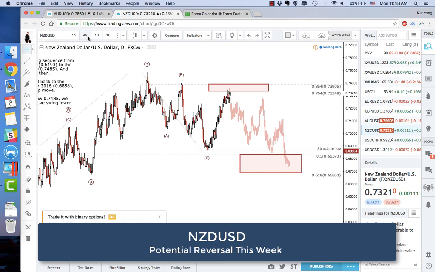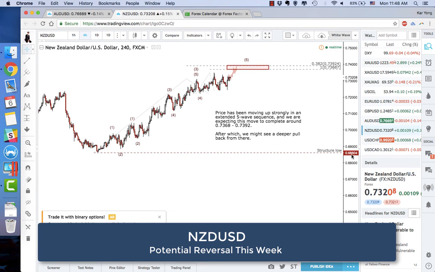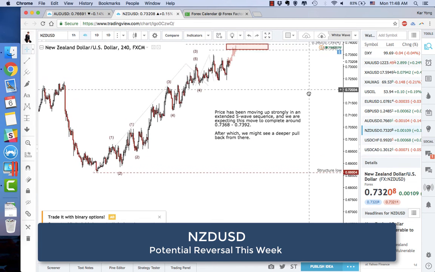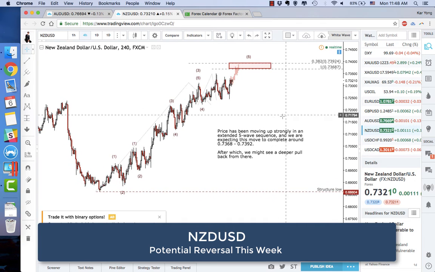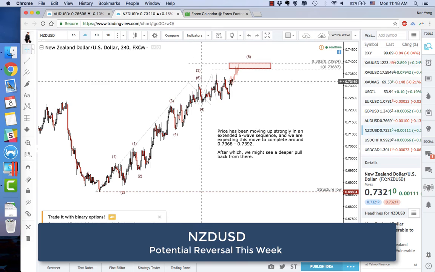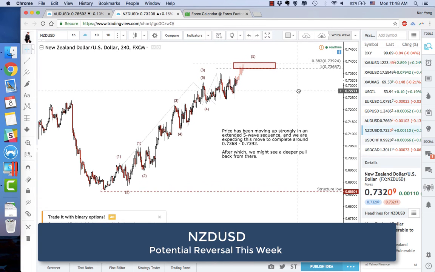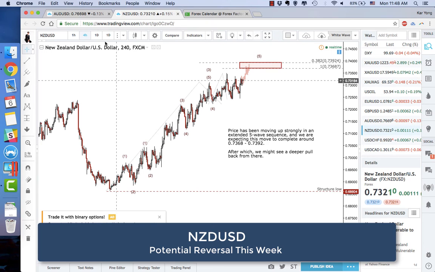I bring you to the lower time frame on H4 to share with you what we are looking out for. From the previous structure low, we do have an extended 3rd wave, and then we are forming a 5th wave completion. We target it to complete around the 7368 to 7392 area, so it does still have some more upside to go. So this is on the higher time frame analysis.